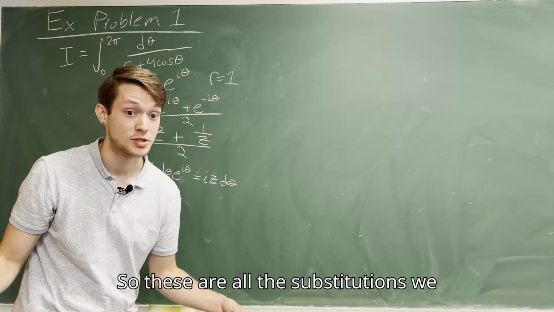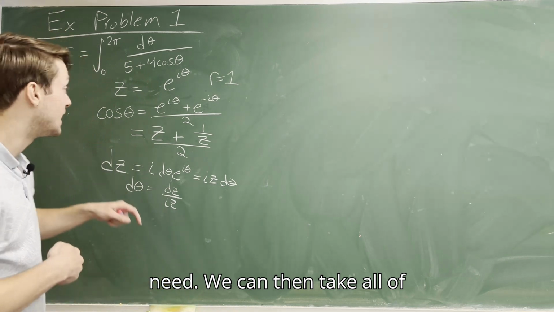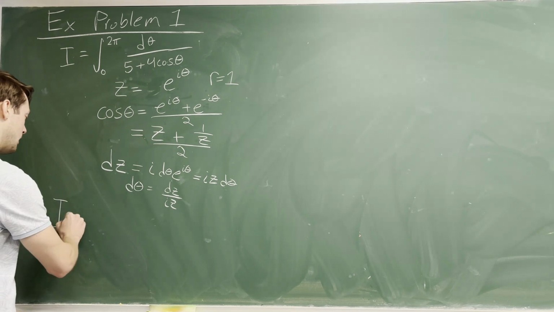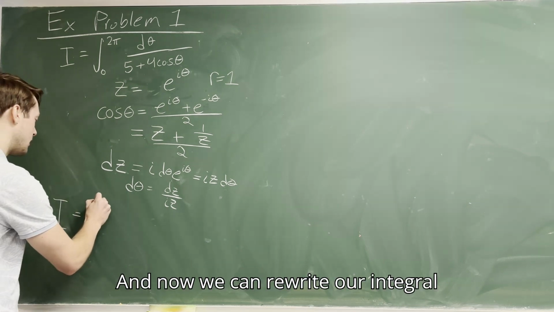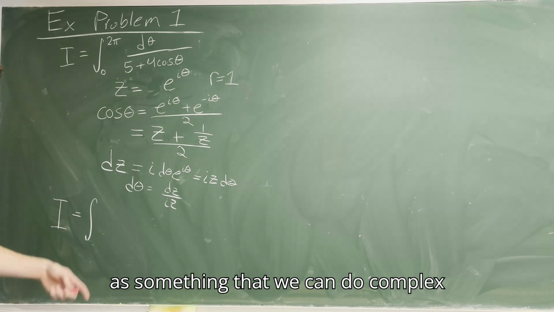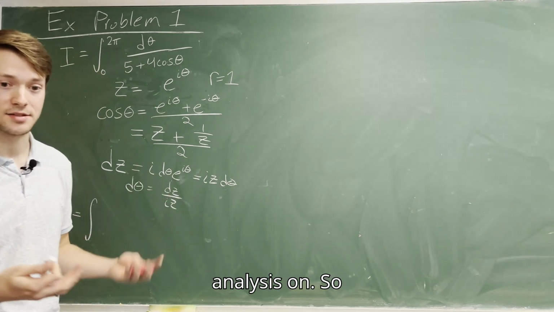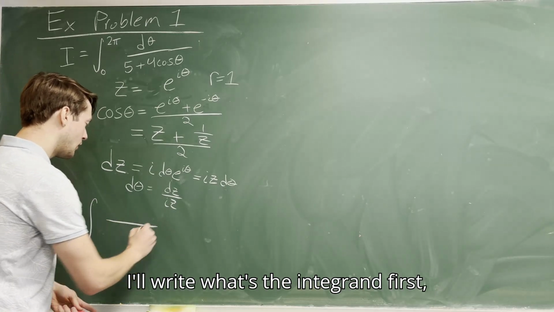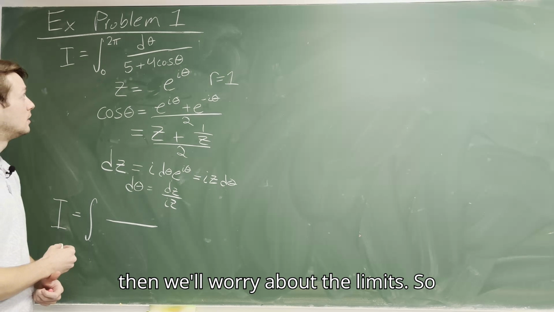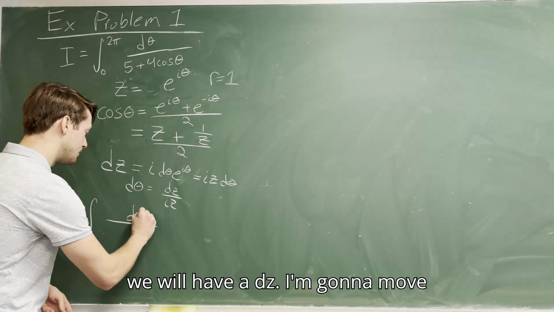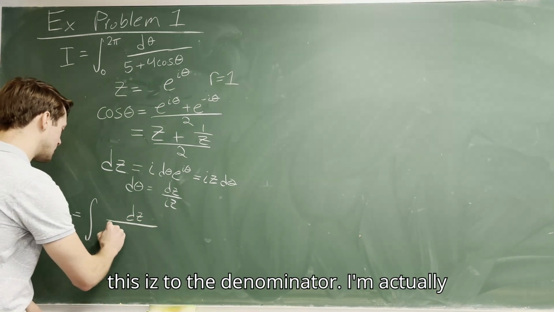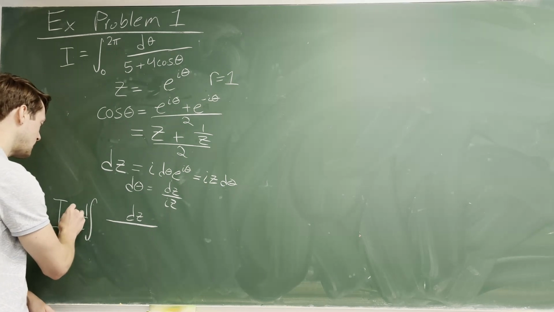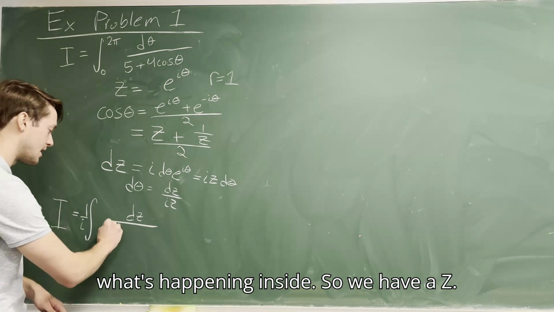So these are all the substitutions we need. We can then take all of this and plug it into our integral. And now we can rewrite our integral as something that we can do complex analysis on. So I'll write what's the integrand first, then we'll worry about the limits. So we will have a dz. I'm going to move this iz to the denominator. I'm actually going to pull the i outside. I think that'll make it a little clearer what's happening inside.